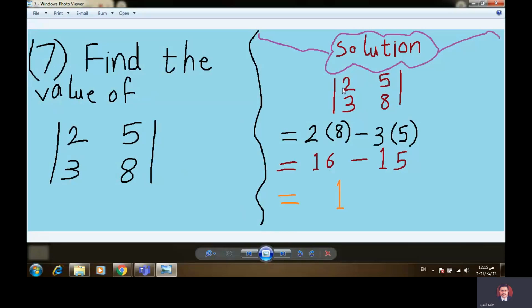Again, multiply the elements in the main diagonal minus the product of the other diagonal. Multiply 2 times 8 minus 3 times 5. You will obtain 1. This is the value of the determinant.